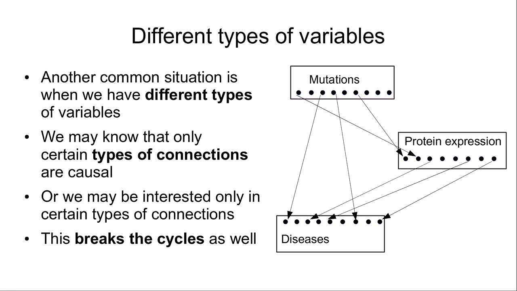And in many cases, you would be interested only in certain types of connections. For example, you may be interested in which mutations cause which changes, and which changes in expression cause different diseases, and not vice versa. We know that it can be vice versa. For example, certain types of cancer can and do cause mutations, sorry. But for the purpose of building this particular model, you might not be interested in that.